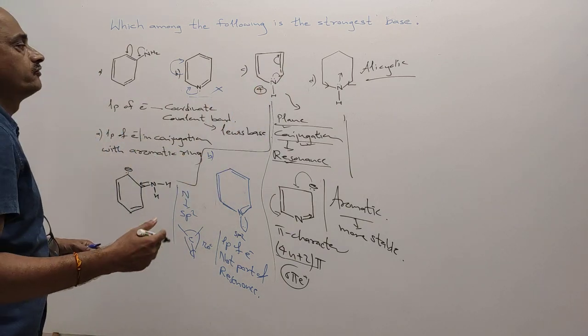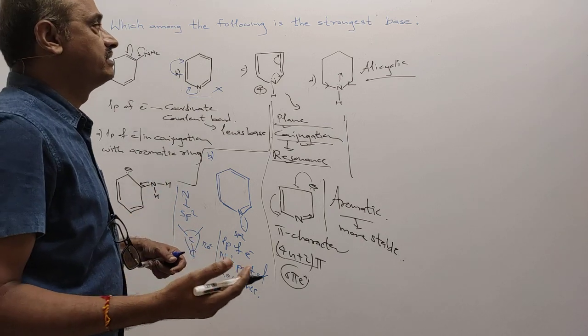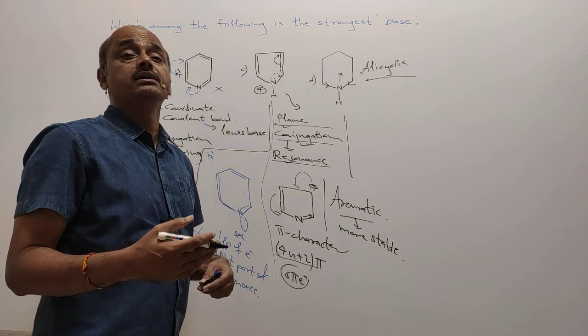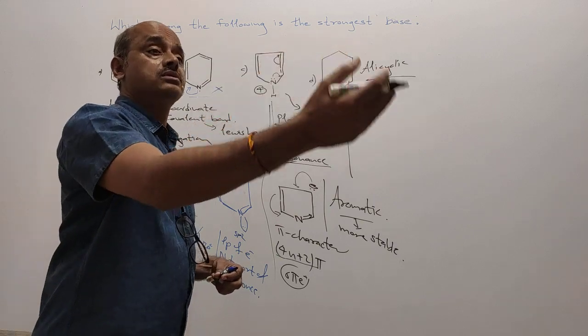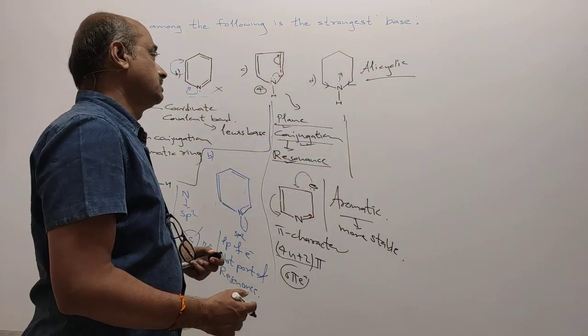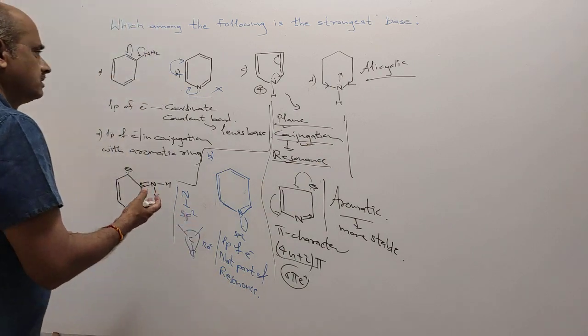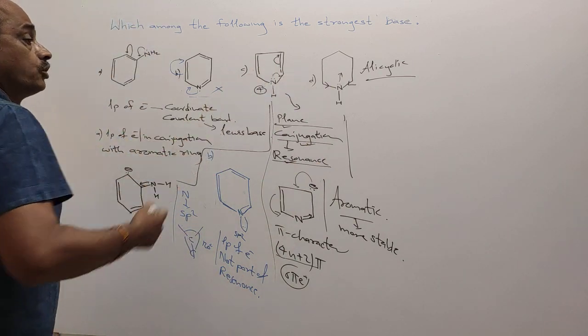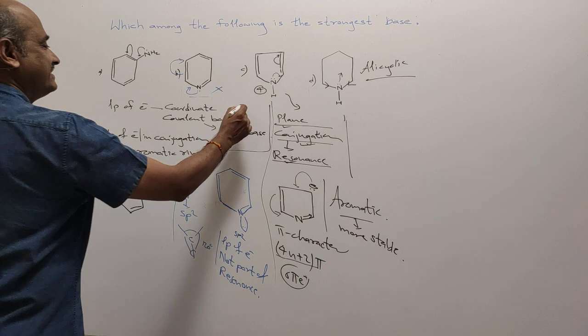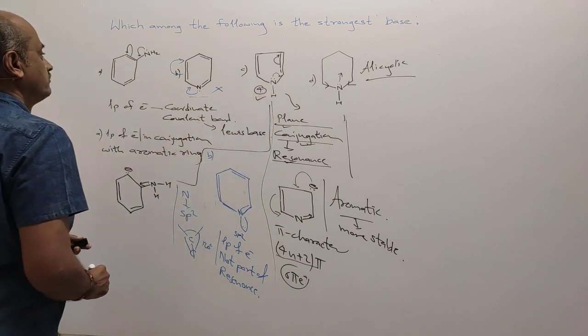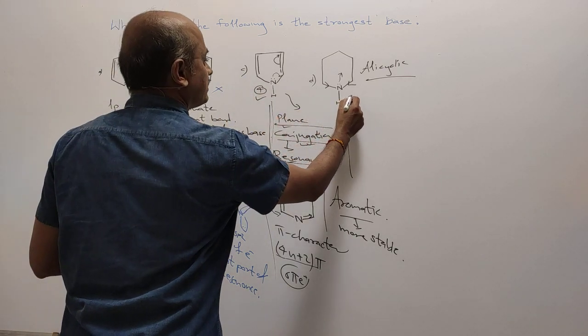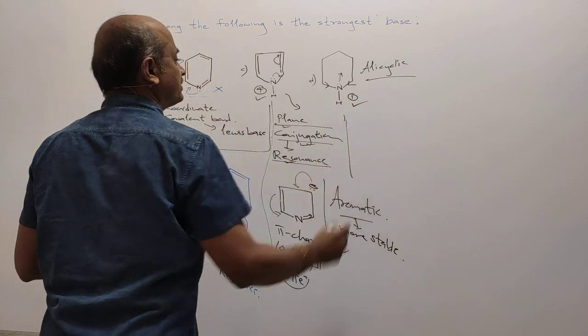Although the question is which one among the following is the strongest base, meaning which one among the following will give the lone pair easily. That is the question, but we will solve it as if the order is asked. Least easily available, and this lone pair is most easily available. So this is the answer actually.